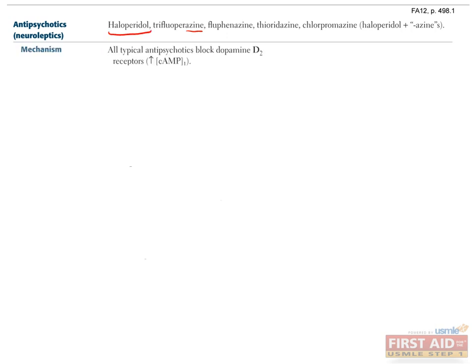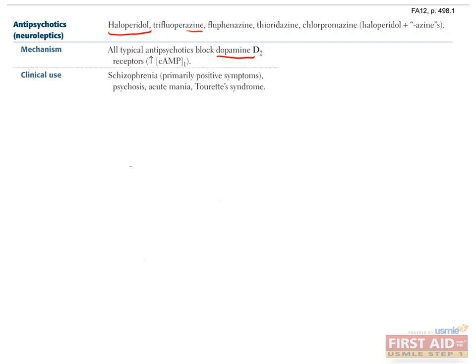These drugs work by blocking the dopamine or D2 receptors, which work to increase intracellular cyclic AMP, as you may remember from your pharmacology lectures. It's very important to remember the mechanism of action for these drugs, as they can sometimes have interactions with other dopamine-altering drugs, such as Parkinson's medication and certain antiemetics like metoclopramide.